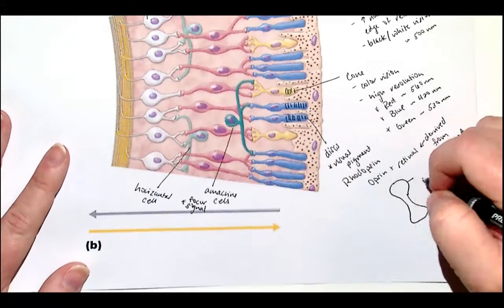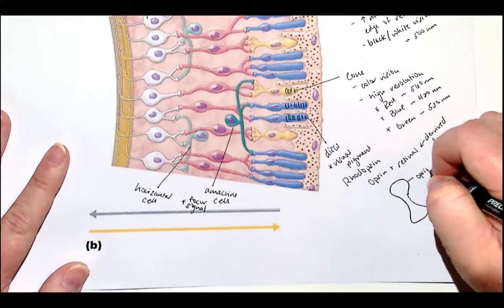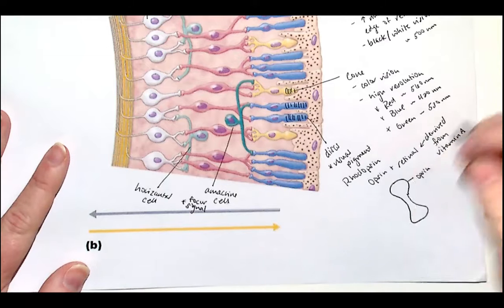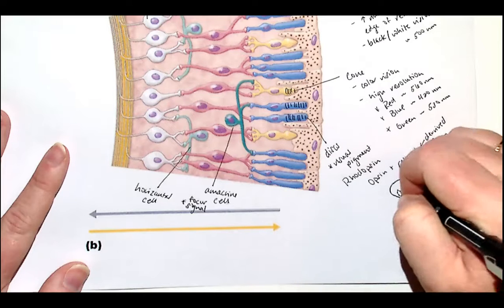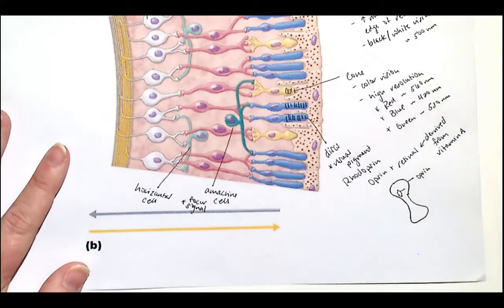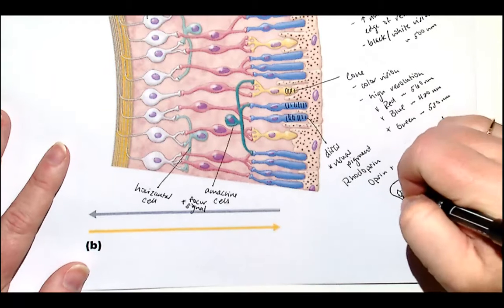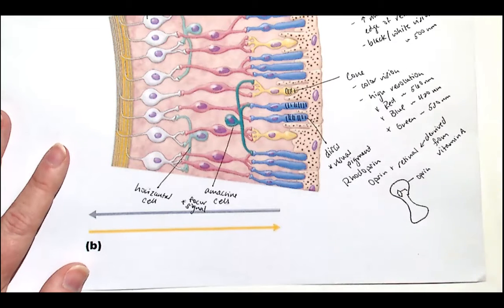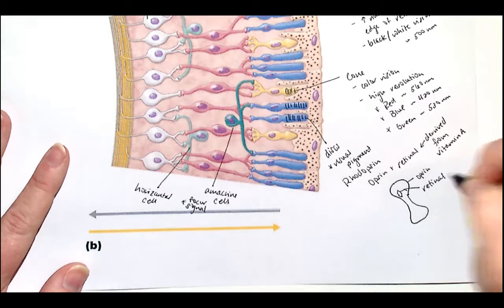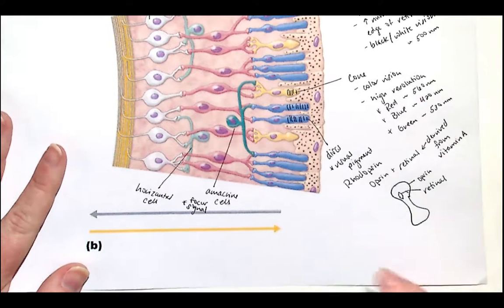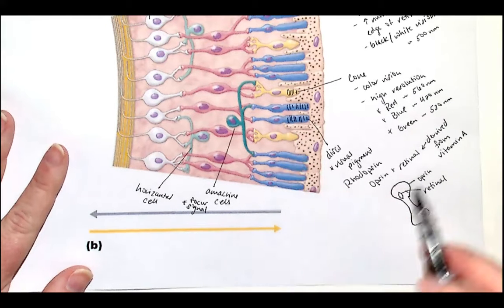The dumbbell part is the opsin, and the retinol will be inside here. It's got this hexo sugar and this fun little tail. That's the retinol. It's this big protein molecule. All of these discs will be filled with this rhodopsin.